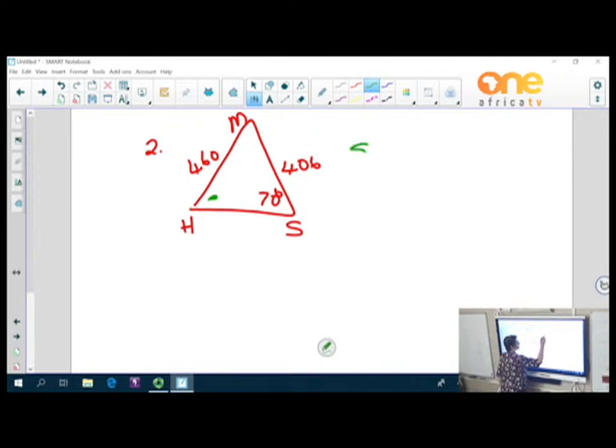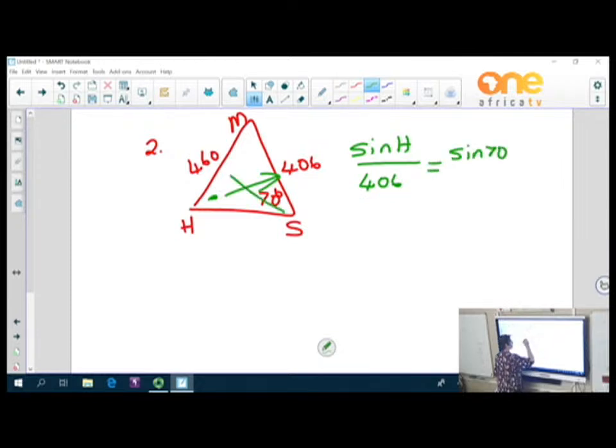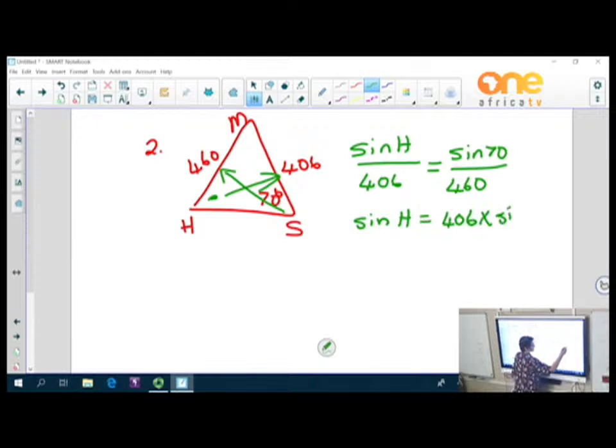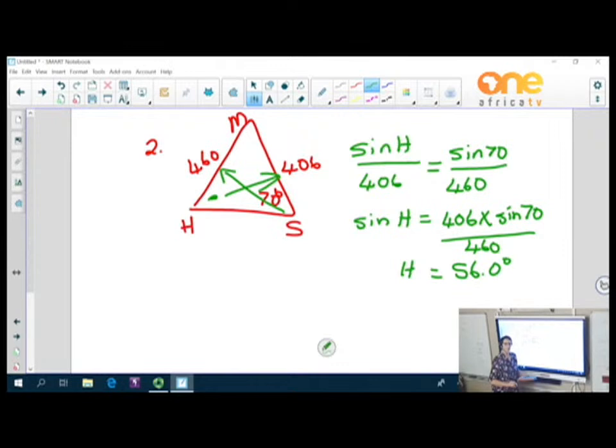Do I have opposite sides and opposite angles? Yes. So I can say that sine H over 406, the opposite one there, is equal to sine 70 over 460, this one is opposite. So sine H is equal to 406 times sine 70 divide by 460. Second function sine, and we can calculate H then there, 56.0 degrees. Right, grade 11s, that is then the sine rule.